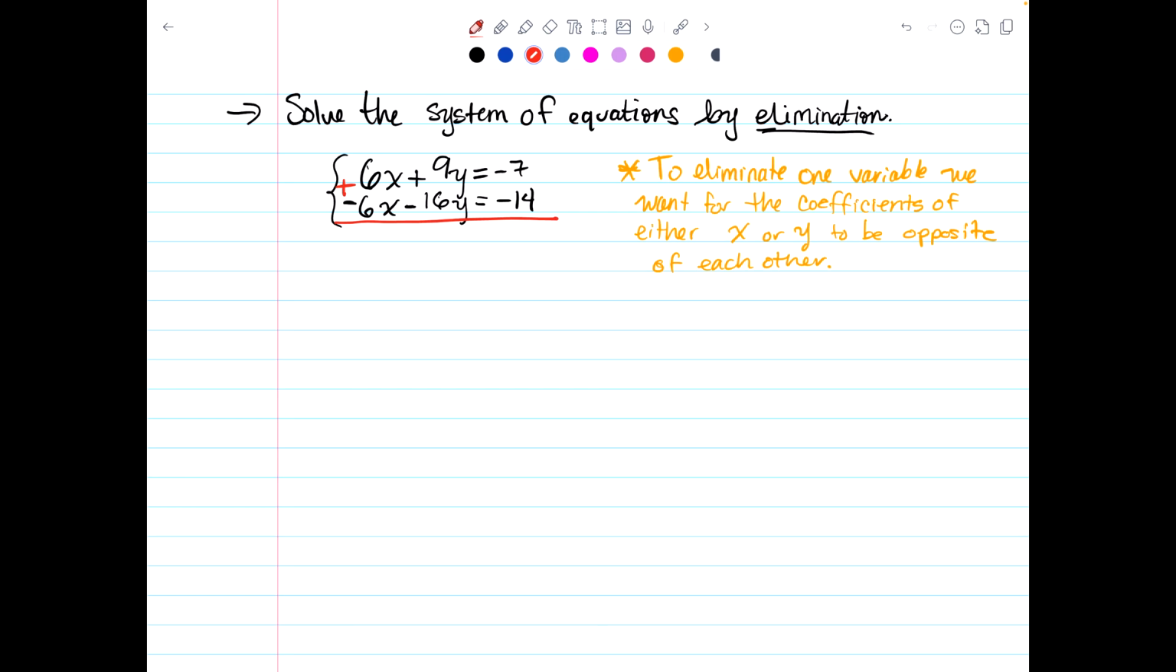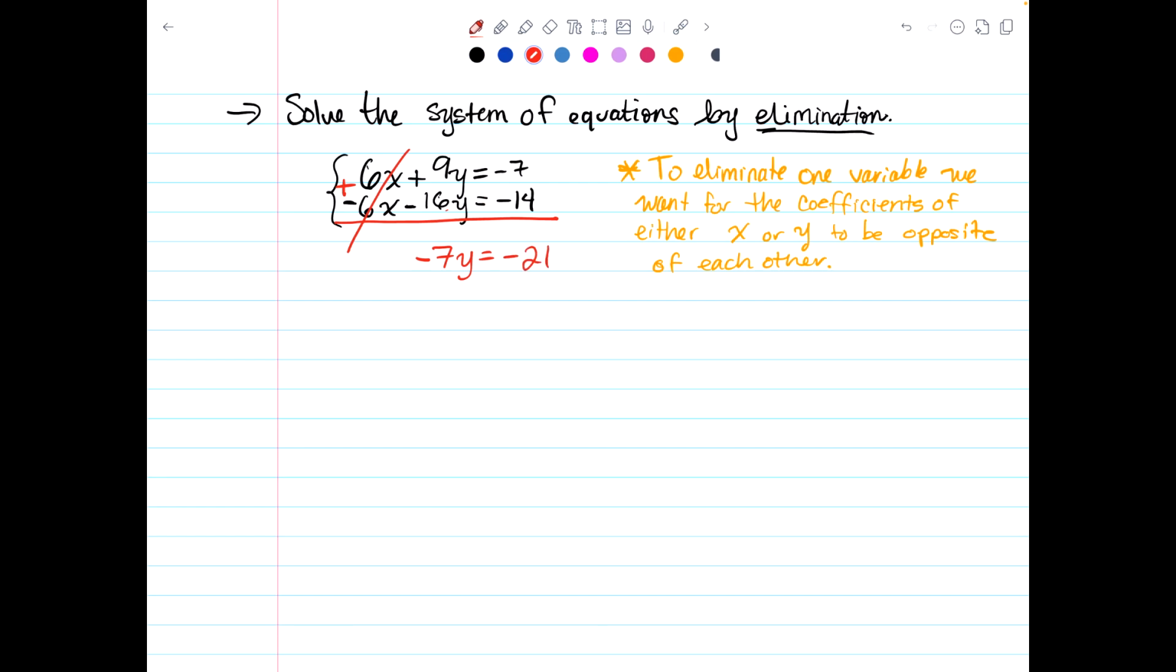6x minus 6x is 0, so those two cancel out. 9y minus 16y. This is like having $9 in your bank account and spending $16. So now you owe your bank $7. So that gives us negative 7y. And then we got negative 7 minus 14. This is like owing $7 already and spending 14 more. So now you owe $21 to your bank.